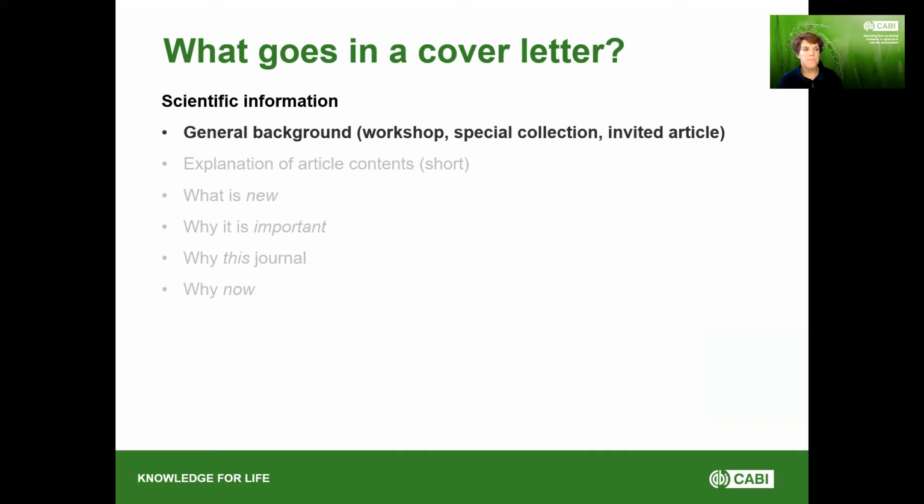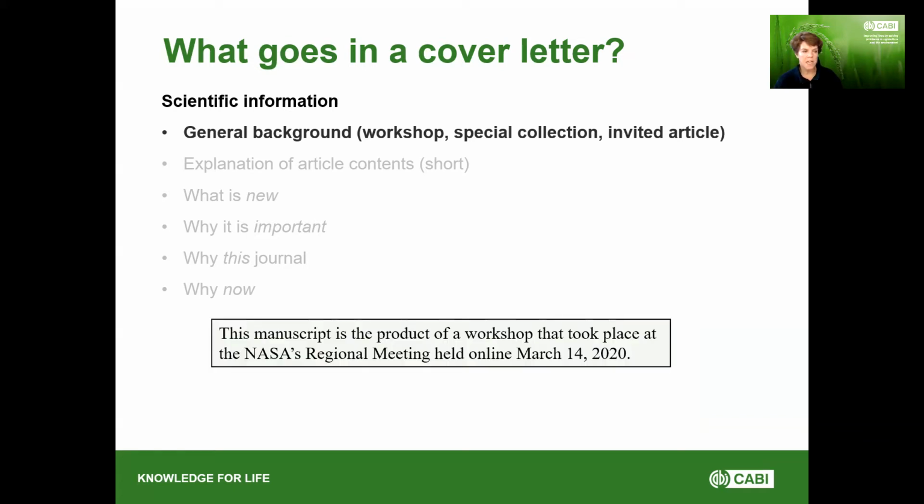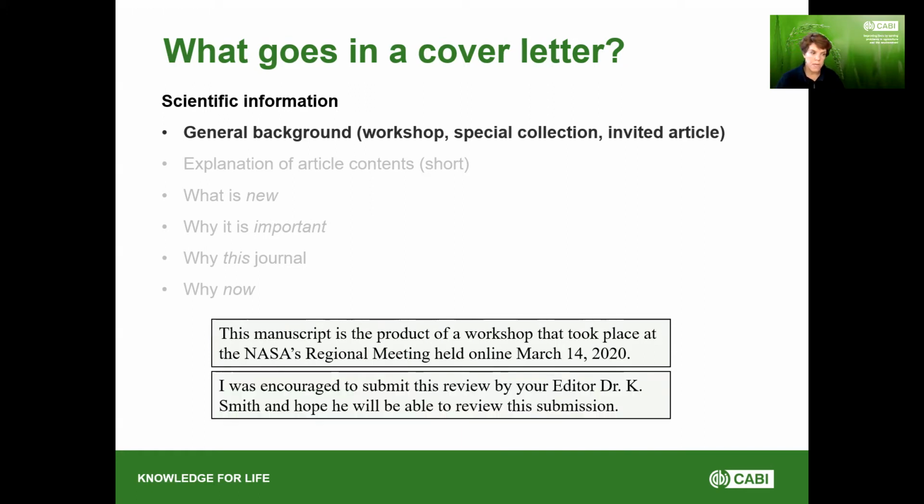Then you can include some basic general background information that can help the editor to get some context for the submission. You may not have any important background information, but if you do, you should include it in the next paragraph of the cover letter. So something like, this manuscript is the product of a workshop that took place, or I was encouraged to submit this review article by editor so-and-so and hope that he will be able to review the submission. Things of that sort that give some reasoning or background to a submission.